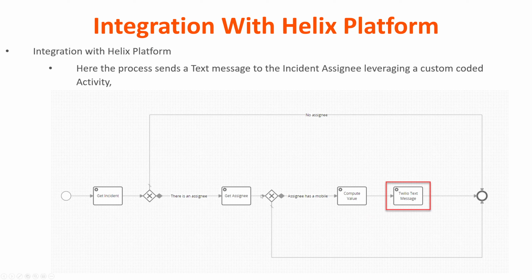And inside the process, we could make sure that the assignee has a user phone, and we would send a text message to the user using this custom activity. And the only thing that is a custom activity here would be the Twilio text message.